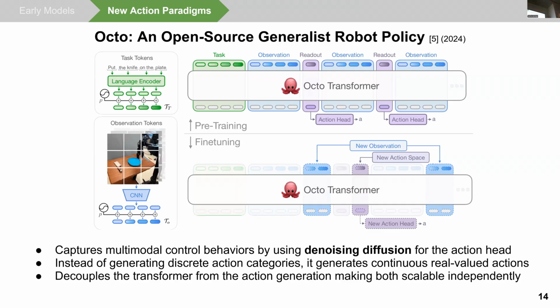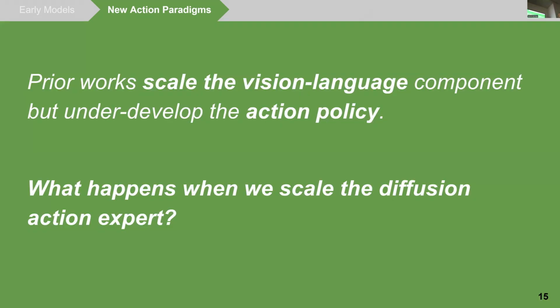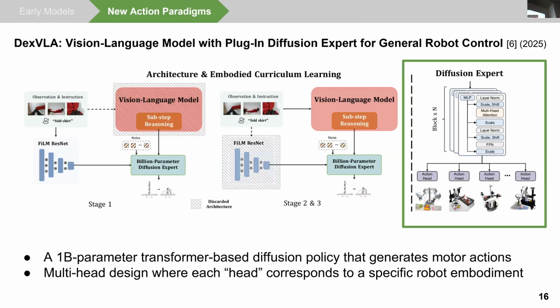Another interesting thing that they come up with for this architecture is that they decouple the transformer from the action head. So you're able to scale both independently, and that turns out to work for a really interesting use case. So prior work scaled the vision and language components, but they left the action policy somewhat underdeveloped. So what would happen if we scaled the action expert in addition to scaling vision and language? And that's what DexVLA, this is Vision Language Model with Plugin Diffusion Expert for General Robot Control, does.